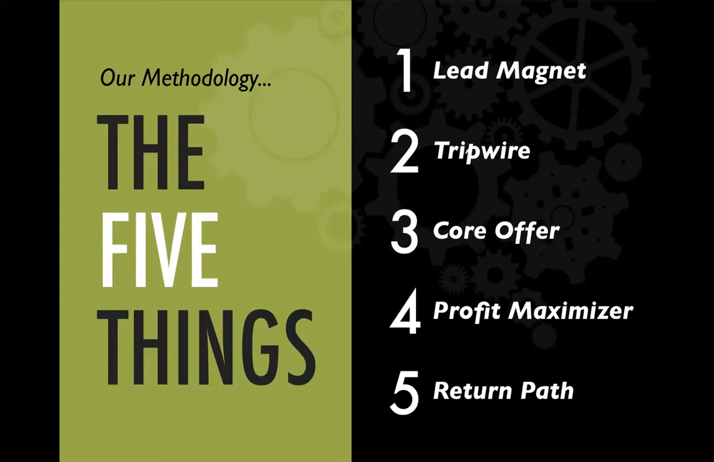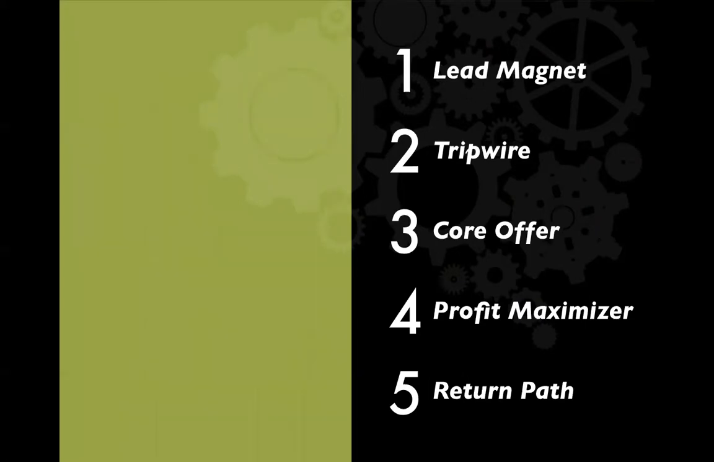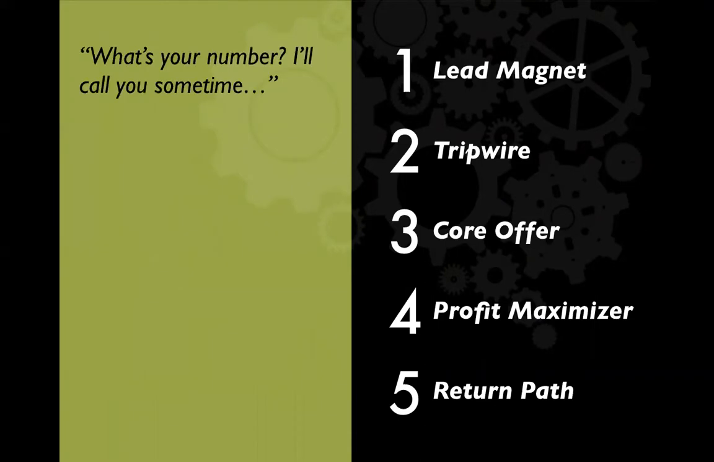So now our methodology, there are 5 things. Number 1, we're going to talk about the lead magnet. 2, the tripwire, the second step. 3, the core offer. 4, the profit maximizer. And 5, the return path. So let me break this down to you so it makes some sense. I know this seems like marketing gibberish for now, but check this out.